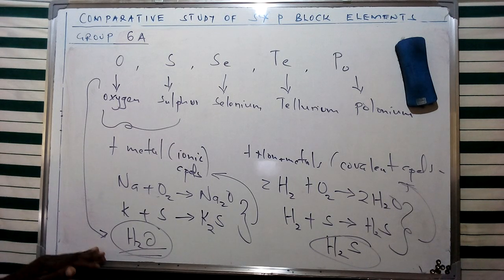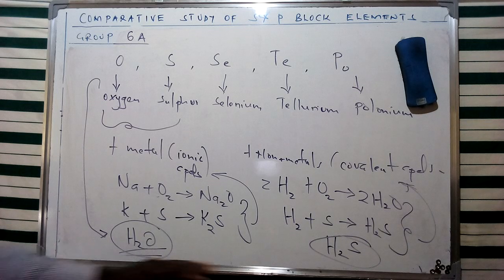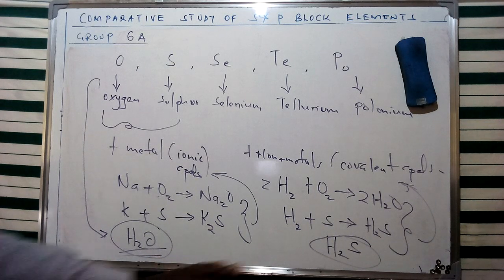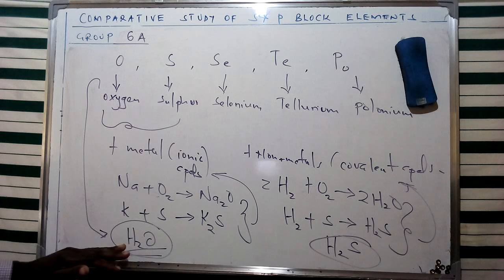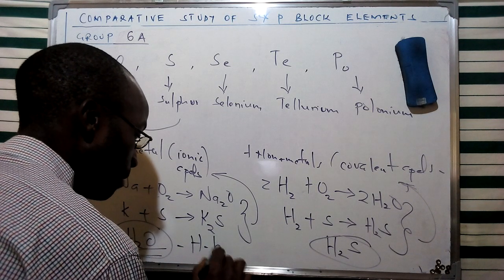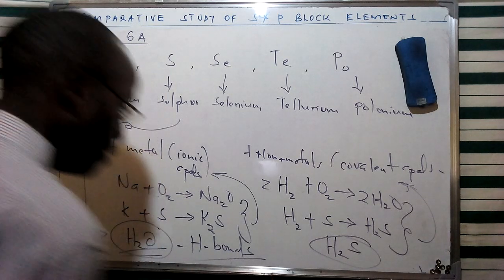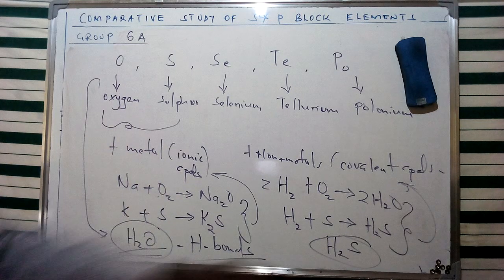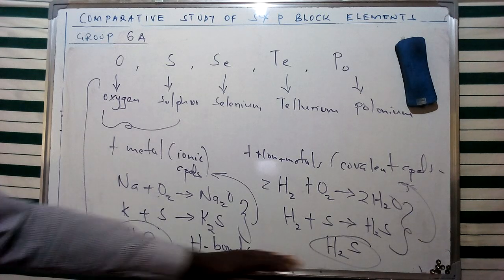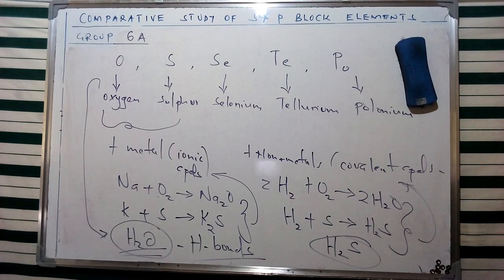And there's going to be a difference between the two in terms of their compounds, in a sense that water is going to have a higher melting point compared to hydrogen sulfide. And this is due to the presence of hydrogen bonds in the water molecule, which are lacking in hydrogen sulfide, and that is going to create a contrast between these two most important compounds of oxygen and sulfur in terms of their differences.